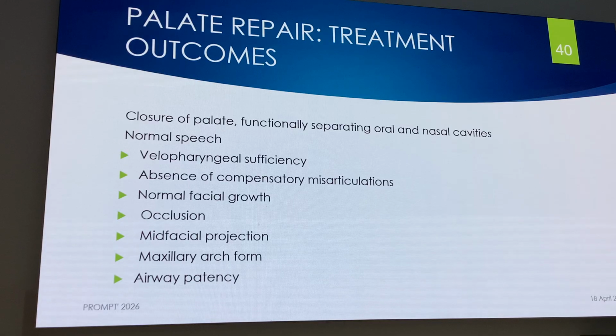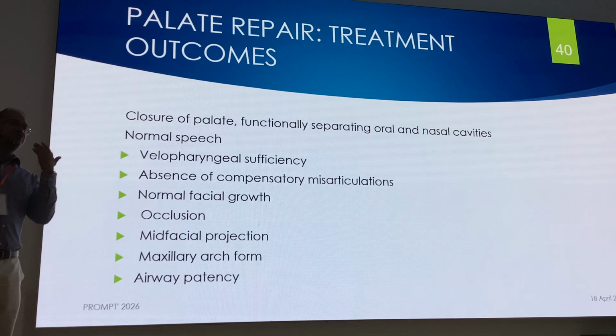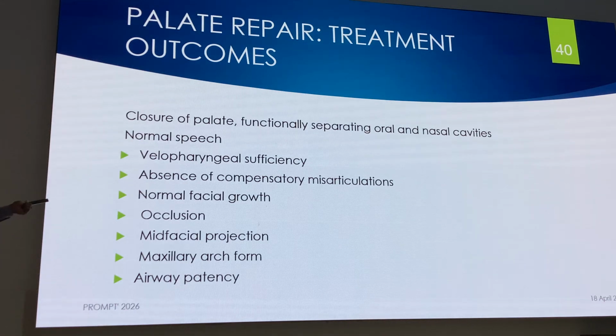Closure of the cleft palate, of course, that's separating the oral and nasal cavity. This is something which is standard, so the parent expects it, but what we expect is that we have velopharyngeal sufficiency, the palate will close against the posterior pharyngeal wall when the patient is speaking. That is first and foremost. Absence of compensatory articulation. That means if it's not closing, then the palate and other structures try to compensate. That should not happen. More importantly, and very, very importantly, is your normal facial growth.